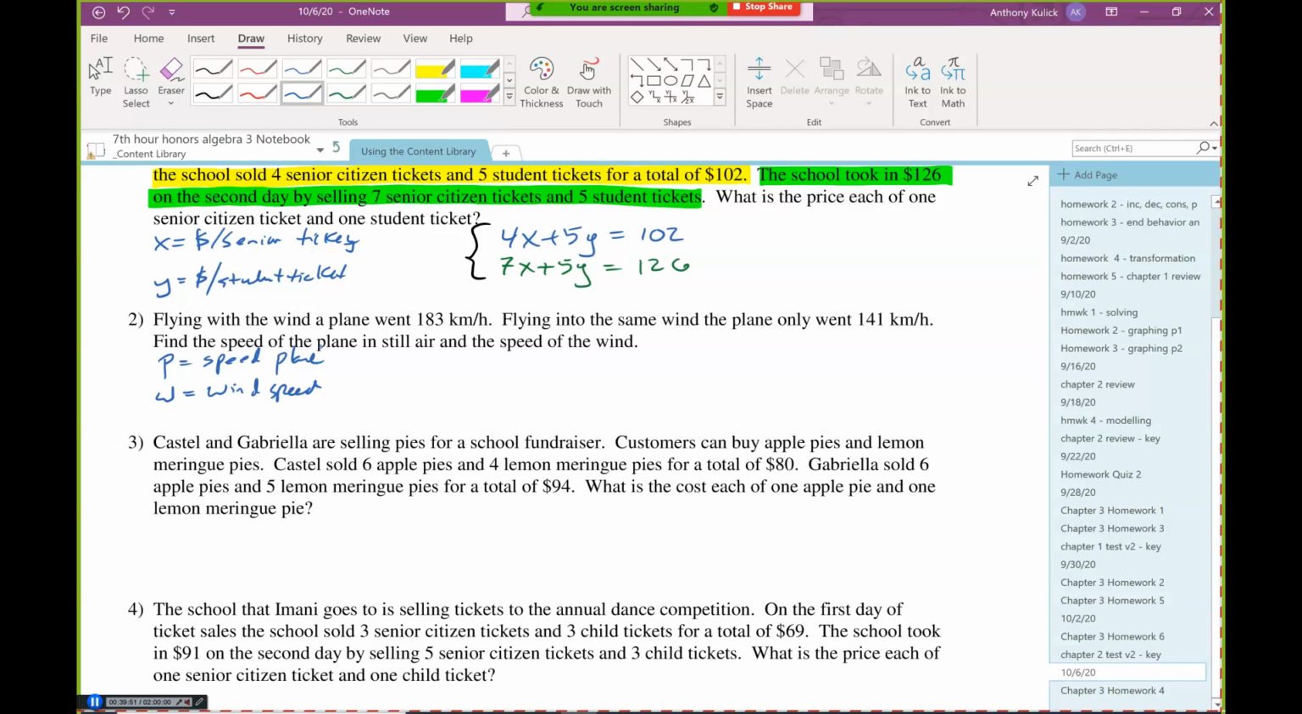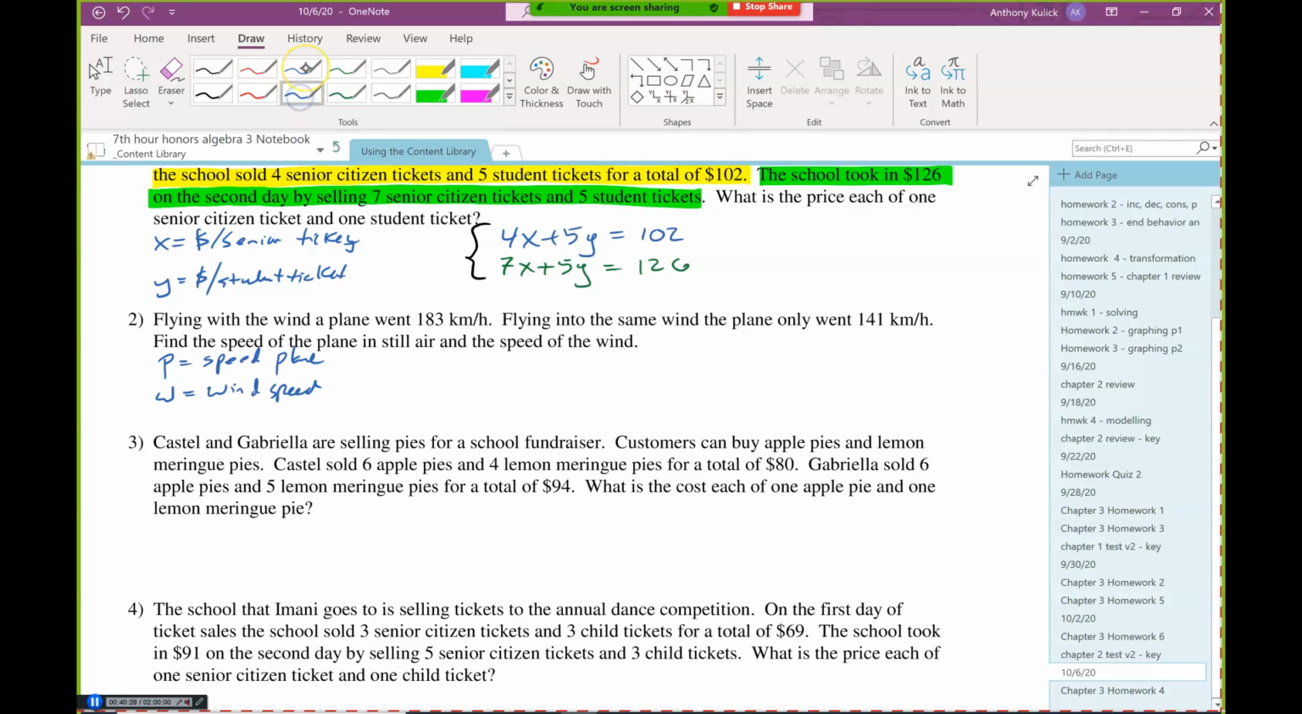Before we start writing the equation here, we should probably talk intuitively about what it means when flying with the wind and flying into the wind. What does that mean if you're flying with the wind? Good. So the wind is behind you, helping you go forward. It's like pushing. And if you're flying into the wind, it's going to be going slower because the wind is pushing you backwards, right? Everybody agree with that?